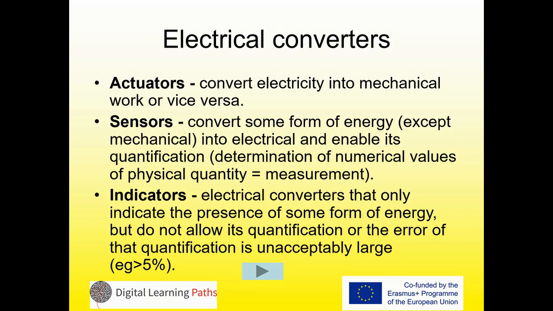Electrical converters are divided into actuators, sensors, and indicators. Actuators convert electricity into mechanical work or vice versa. Sensors convert some form of energy, except mechanical, into electrical and enable its quantification. That is, they determine numerical values of a physical quantity or measurement. And finally, indicators are electrical converters that only indicate the presence of some form of energy, but do not allow its quantification, or the error of that quantification is unacceptably large.